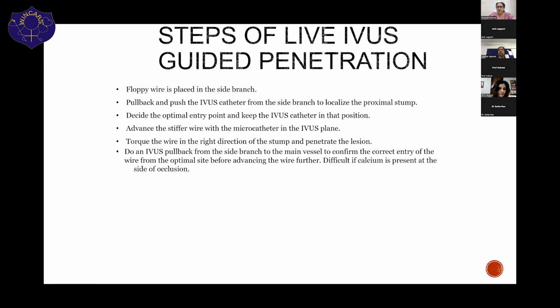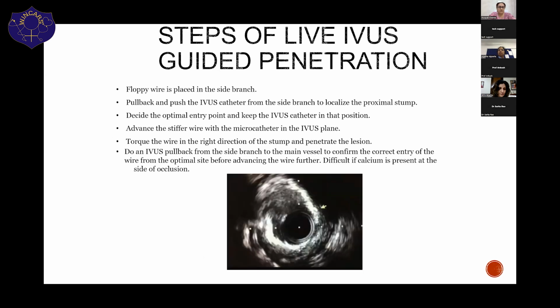There are different steps, which I will not go into in detail. You have to put a floppy wire, go for a diagonal pullback, localize the stump from there, and go for a puncture of the stump. It is sometimes not useful, because if there is calcium at the proximal stump, we can't see beyond the calcium, so the stump cannot be visualized. So it becomes difficult in cases of side branch occlusions.